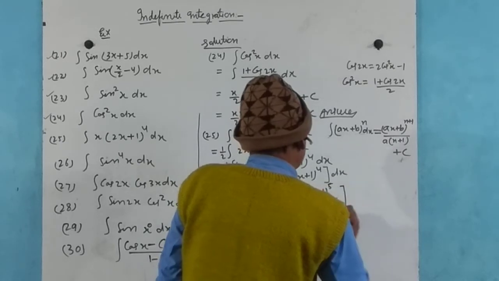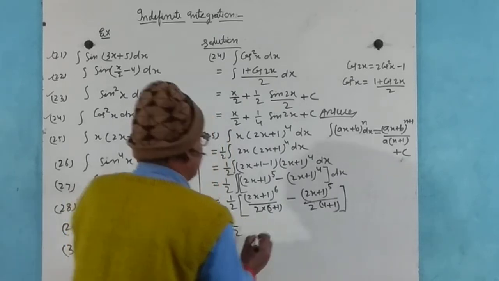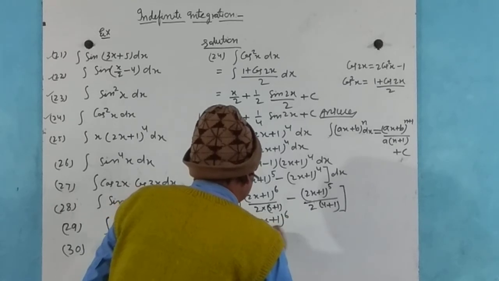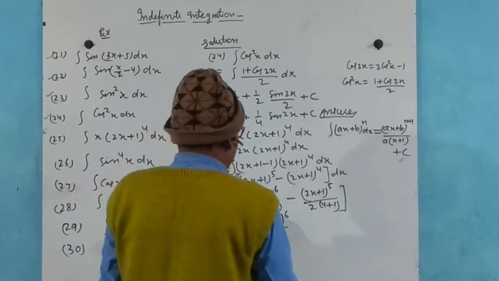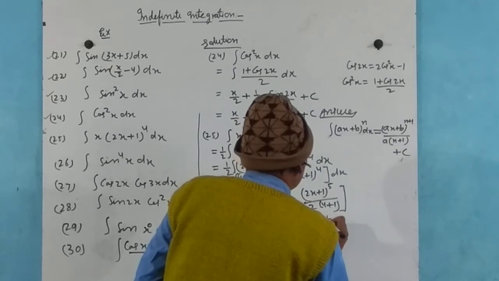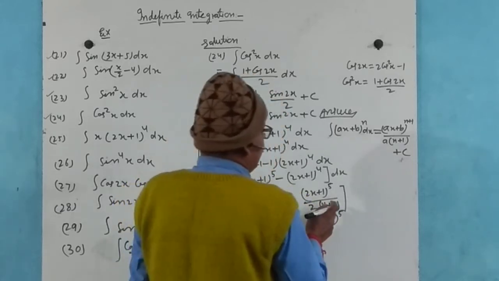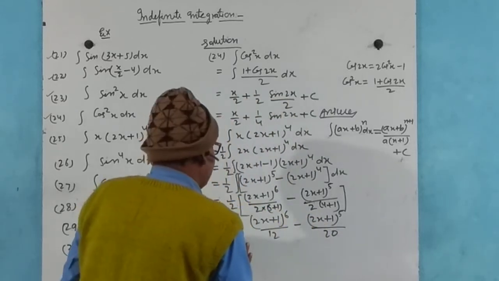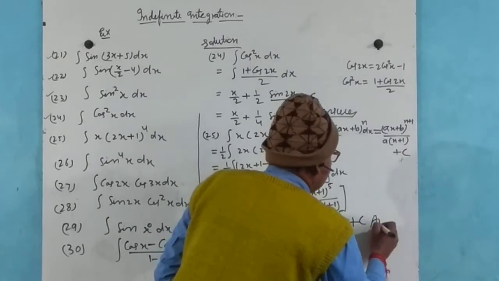Now this can be written as 1 by 2, (2x plus 1) to the power 6 divided by 5 into 6, 6 into 2 is 12, and minus (2x plus 1) to the power 5, and this is 4 into 5 into 2 is 40, and this can also be written as 24 here plus C. This is the answer.